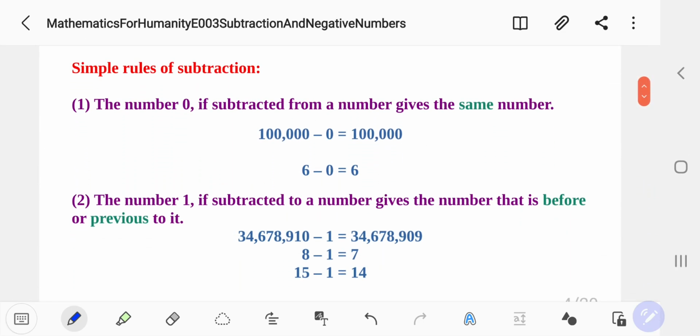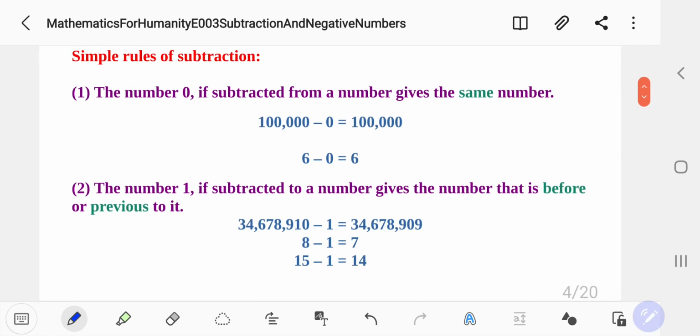Here are simple rules of subtraction. The first one is, we know the number 0, which means nothing. The number 0, if subtracted from a number, gives the same number. So you have here 100,000 minus 0 is still 100,000. It's a big number, but I'll give you a smaller number. 6 minus 0 is equal to 6. So it's the same number.